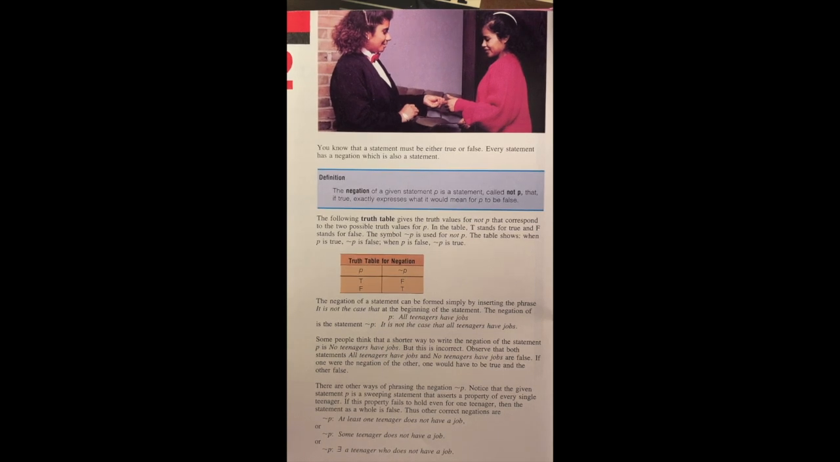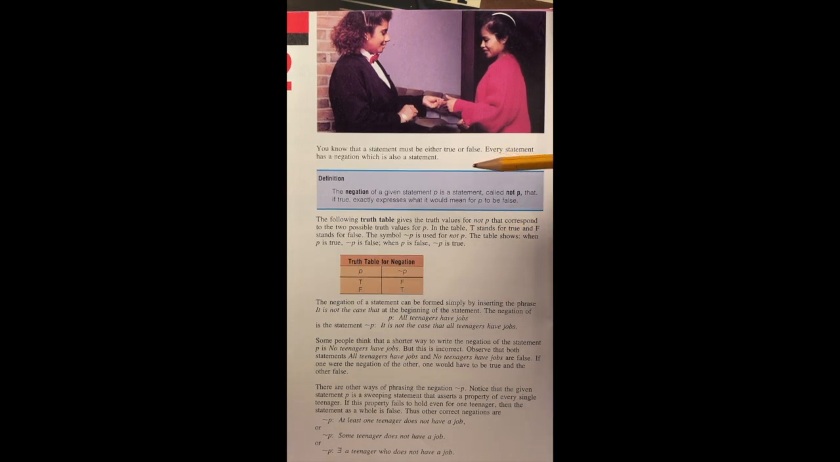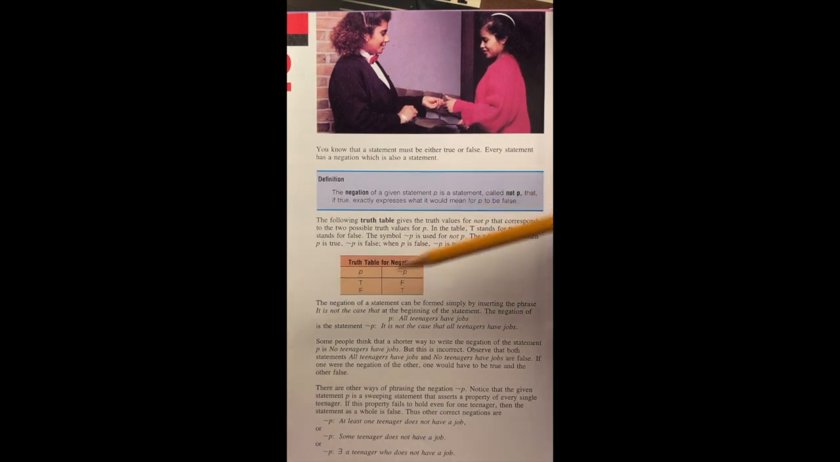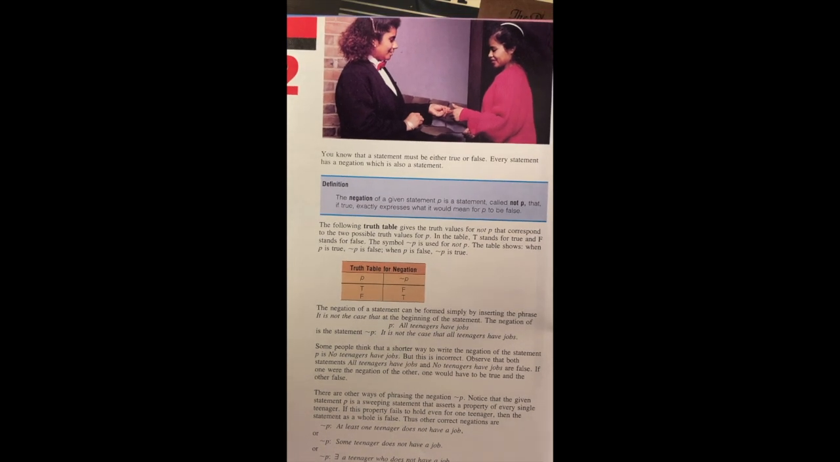So for section 1-2, the negation of a statement P is also a statement called not P. What does that mean? That means if not P is true, then P is false, or vice versa. This is called a truth table here. This is the symbol for not P. So if P is true, not P is false. And if P is false, not P is true. That's pretty much what you would expect, just given the way our language works.